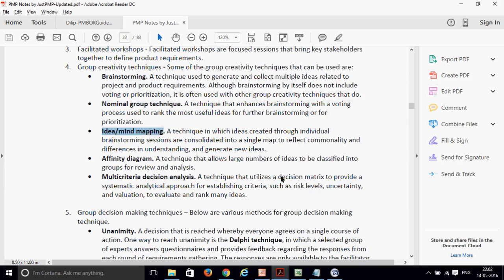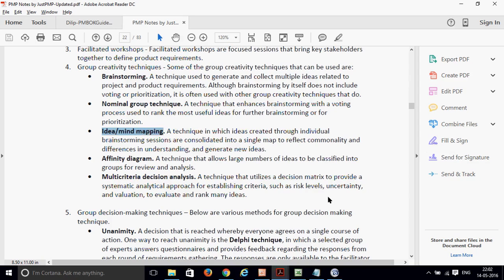To accept those ideas, the organization should have some set of criteria. They already have some decision analysis, some matrix is already there. So they use a decision matrix to provide a systematic analytical approach for establishing criteria such as risk level. If any idea is there, they will check what the risk level of implementing the idea is, what the uncertainty is, what the valuation is, what the benefit of that is.